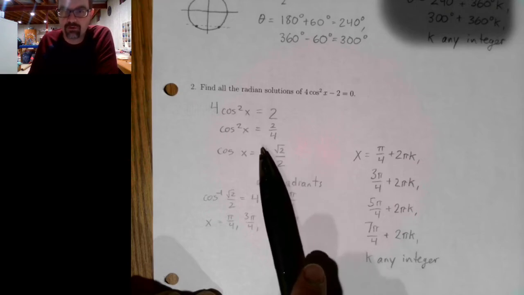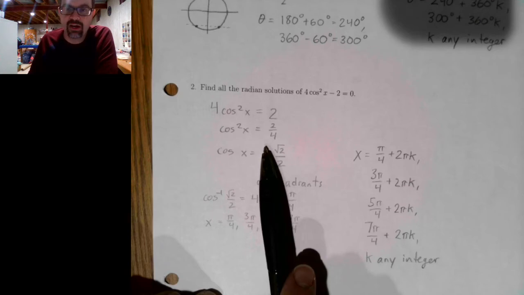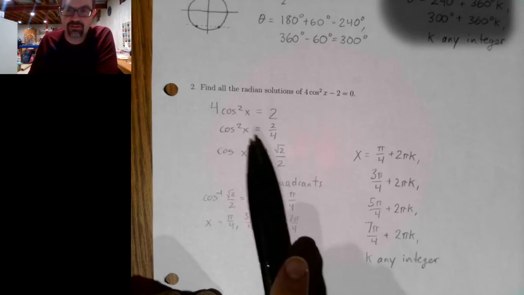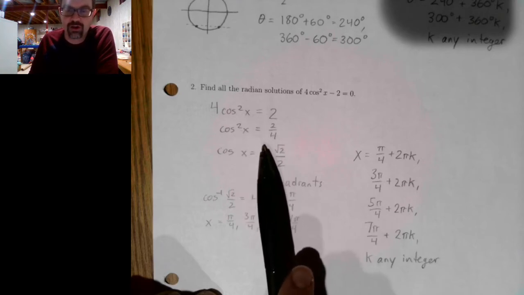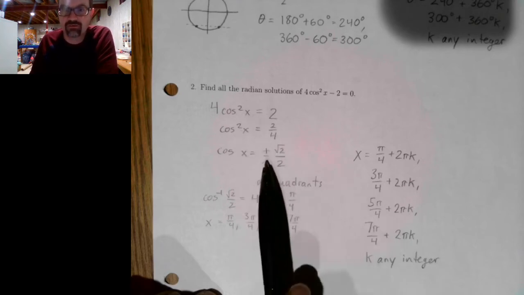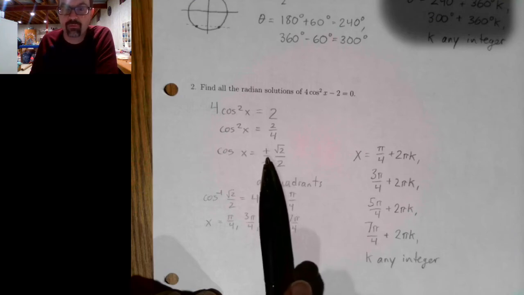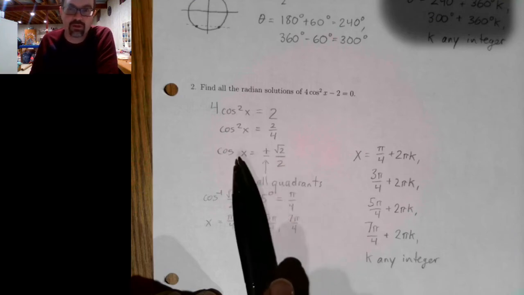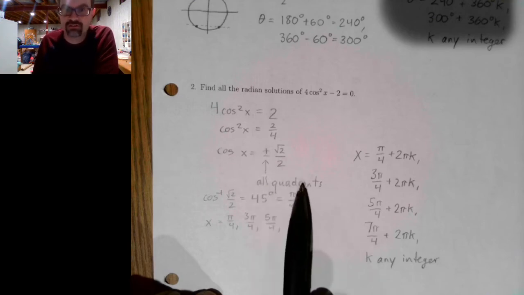So you take the square root of both sides, and you get square root of 2 on top, and you get 2 on the bottom. But when you take a square root, when you're solving like this, you got to remember, since we're talking about a square being equal to a positive number, the square root could be the positive or the negative version of it. So we are talking about cosine x being plus or minus square root of 2 over 2 in this case. Which means we're talking about cosine being positive or negative, which means we're talking about all the quadrants.